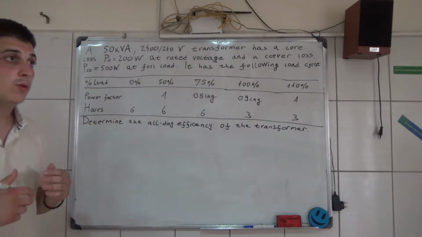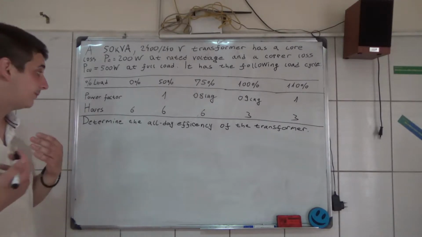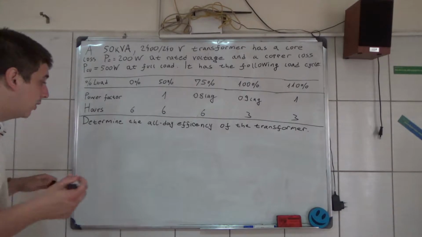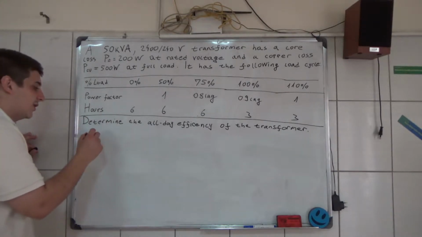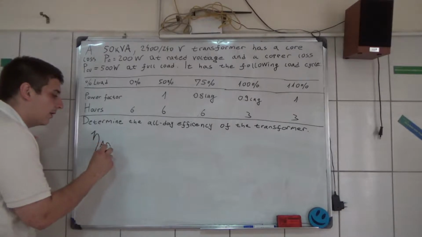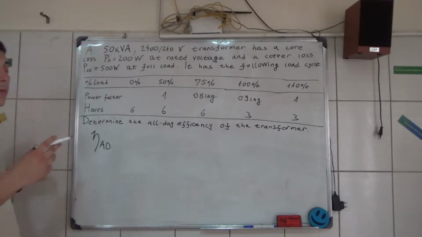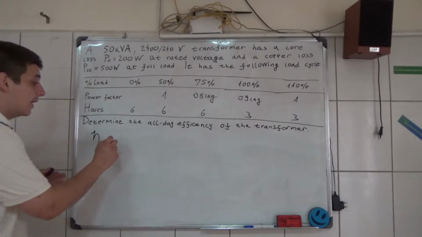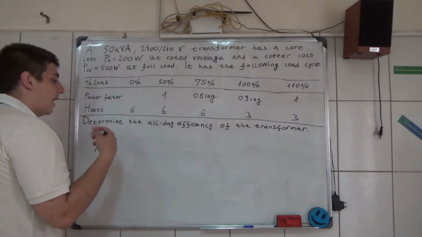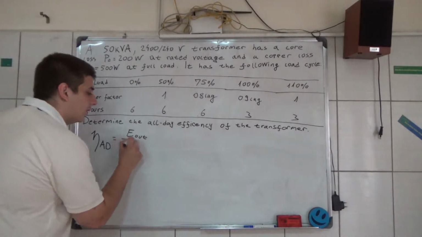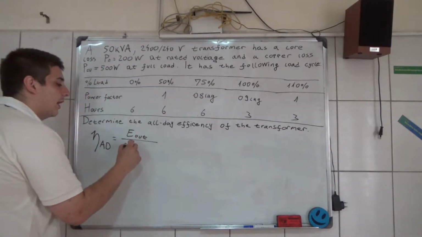Now how do you determine the all-day efficiency of the transformer? The all-day efficiency, AD, here in this index AD means all day, we can calculate it with the output energy divided by the input energy.